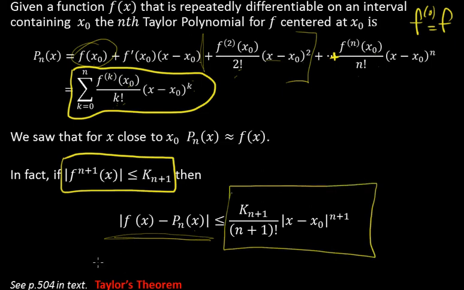So in other words, if you pick an x in the interval containing x naught, you know that the error that the polynomial will commit in estimation is going to be less than or equal to the upper bound on that next derivative divided by n plus 1 factorial times the real difference between x and x naught raised to the n plus first power.